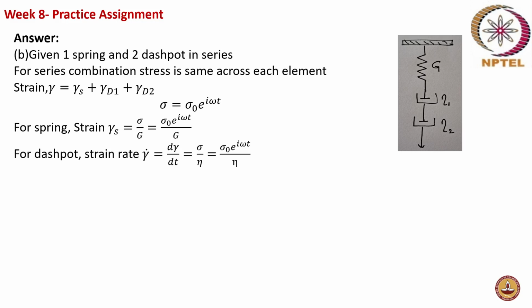Now how do you find the expression for strain for the dashpot element? It is just simple mathematics. What do you do to convert strain rate to strain? What mathematical operation do you have to perform?